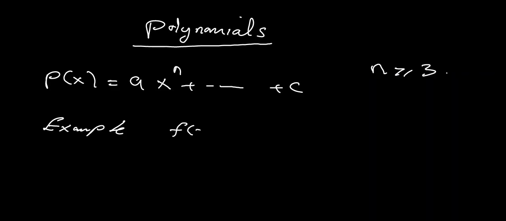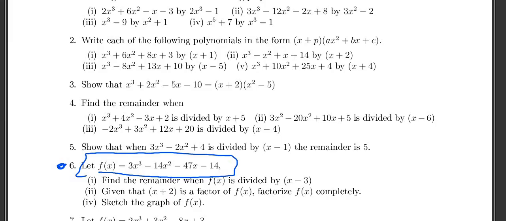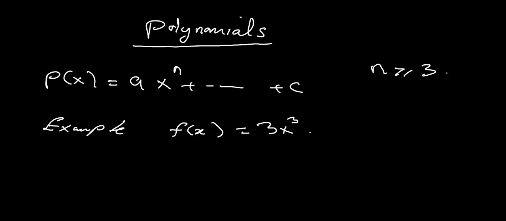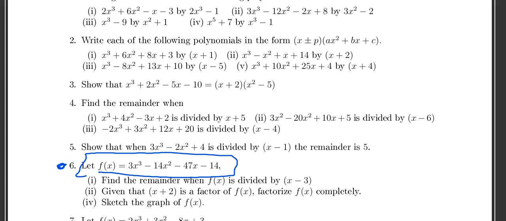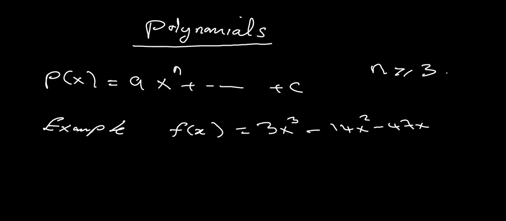So the polynomial is given to be 3x to the power 3, minus 14x squared, minus 47x, and the last one is just minus 14. Okay, let me try to write this properly.